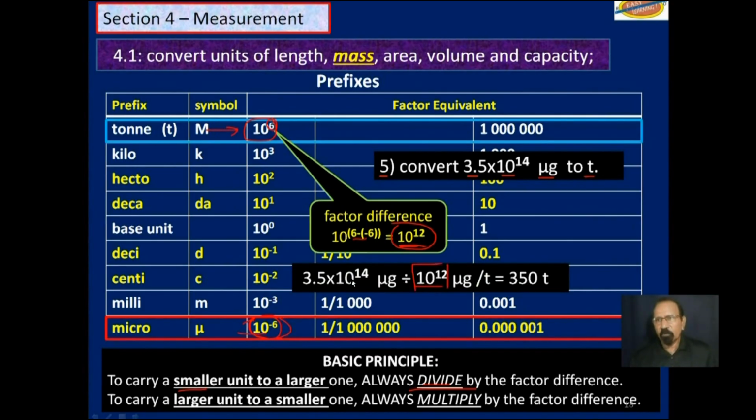3.5 times 10 to the 14th divided by 10 to the 12th. Well, this is already in the format here of standard form. This is 14 here, and that is 12 there. You are dividing, so you subtract the 12 from the 14, and you get times 10 to the second power, which really is 350 tons. That's example 5.